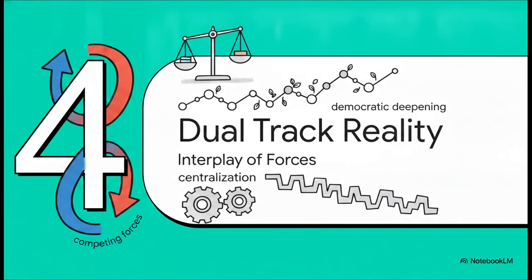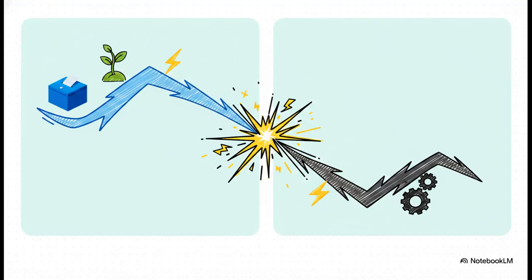Section 4. The dual-track reality. The interplay of competing forces. Okay, so we've seen the thesis, and we've examined the antithesis. How do these opposing forces actually interact in the real world? Well, scholar Mohammed Wasim calls this the dual-track evolution. You can clearly see the tension on the slide. On track 1, you have genuine, hard-fought efforts at devolution and strengthening civilian institutions. But running right alongside it and constantly colliding with it are these centralizing impulses.